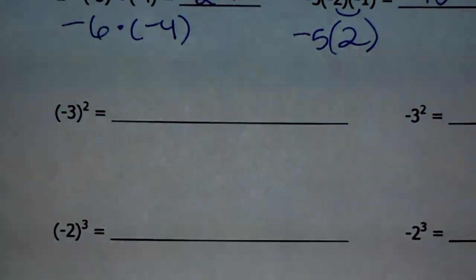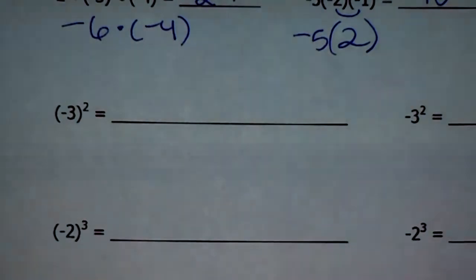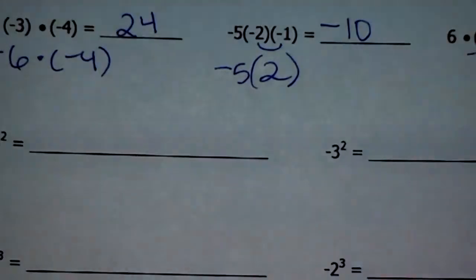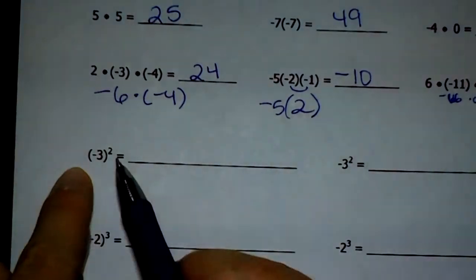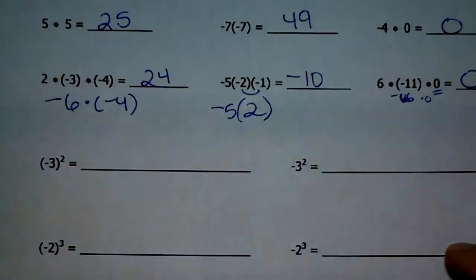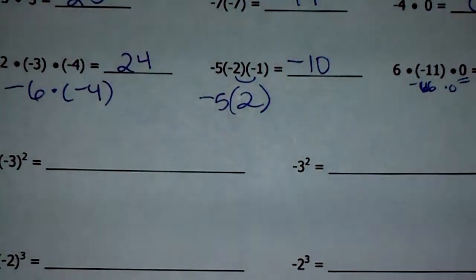Let's do a little exponent review here. This part here, I found that people always have kind of a hard time understanding it. I think I did too back in the day when I learned this stuff. But there's a difference between negative 3 in parentheses squared and just negative 3 squared. They look so similar that it's hard to wrap our minds around it.